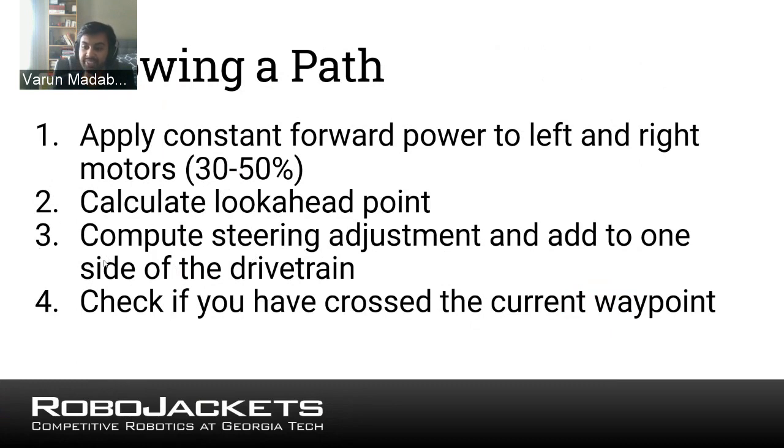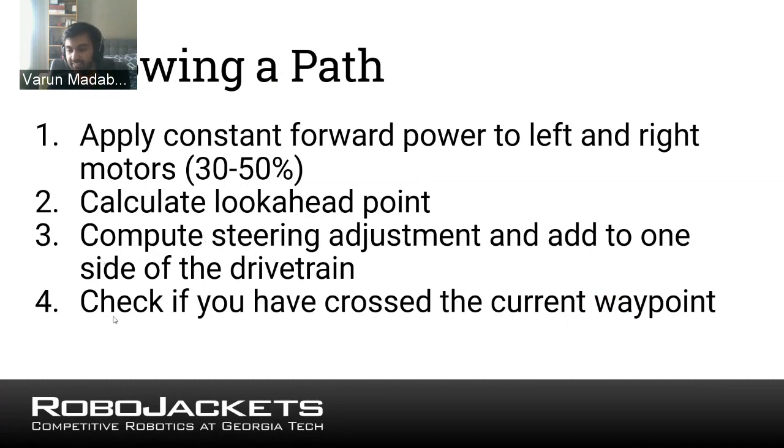By the end of step 3, on the right-hand side, you would add 15% to the right and subtract 15% from the left. So you'd be at 35-65 for left and right. And the end result is that the robot will curve to the left because the left side is getting less power than the right side.